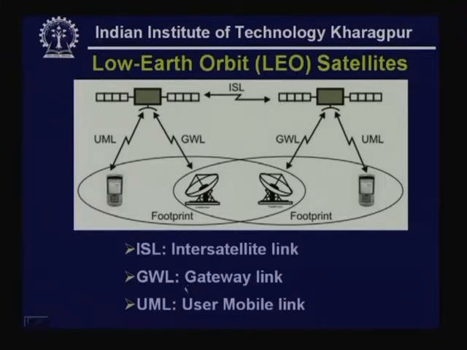Second type of transmission is gateway link. That means there is an earth station which is used as gateway, and here for example for this satellite this is the footprint and this is the footprint of another satellite. And as you can see this satellite can communicate with another satellite and also the ground stations or gateway links. So, this is known as GWL, that is your gateway link, and third is your user mobile link. So, directly the mobile phones can communicate with the satellite in this case. So, there are three different types of links which are used for communication: ISL, GWL and UML, that is inter-satellite link, gateway link and user mobile link.